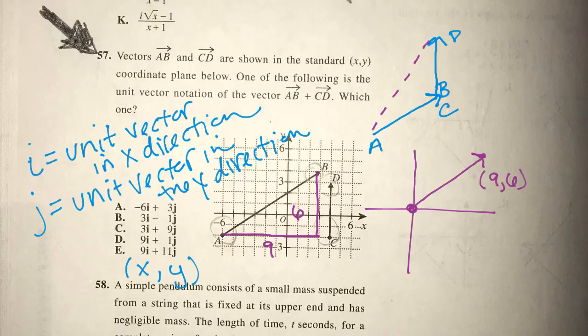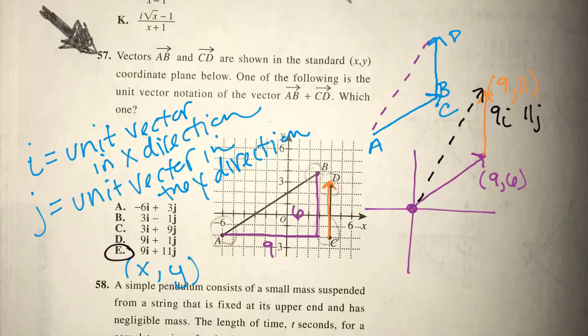And now when I add CD on top of it, we're just going up 1, 2, 3, 4, 5 units. We're just going up 5 units. So this point is 9, 11, which makes my answer that the sum of those two vectors to me is 9i plus 11j, which is E.